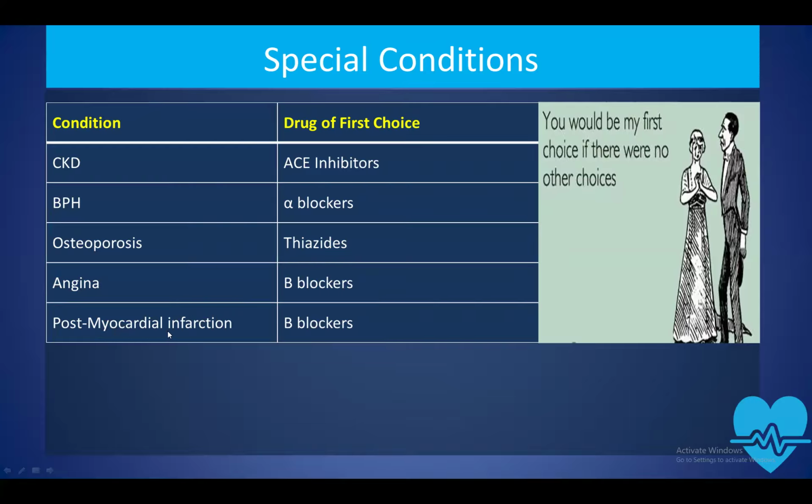In post-myocardial infarction patients, the drug of choice are also beta blockers because beta blockers decrease heart rate, decrease the oxygen demand, and by decreasing oxygen demand, we not only decrease the risk of another MI, but also the risk of arrhythmias.